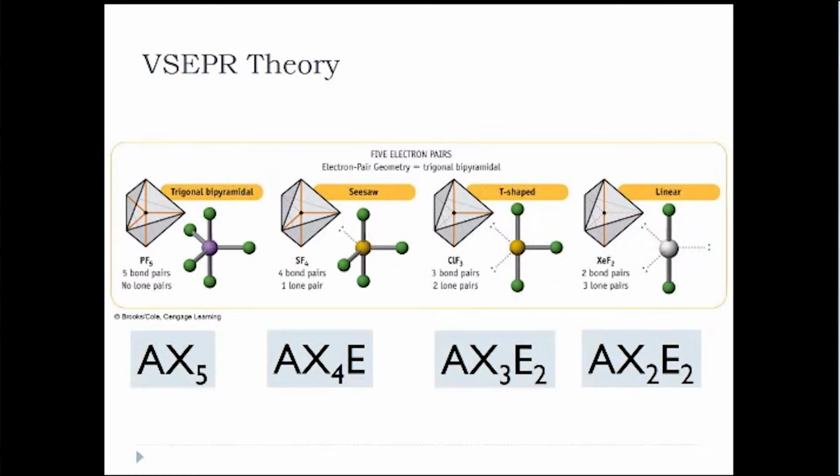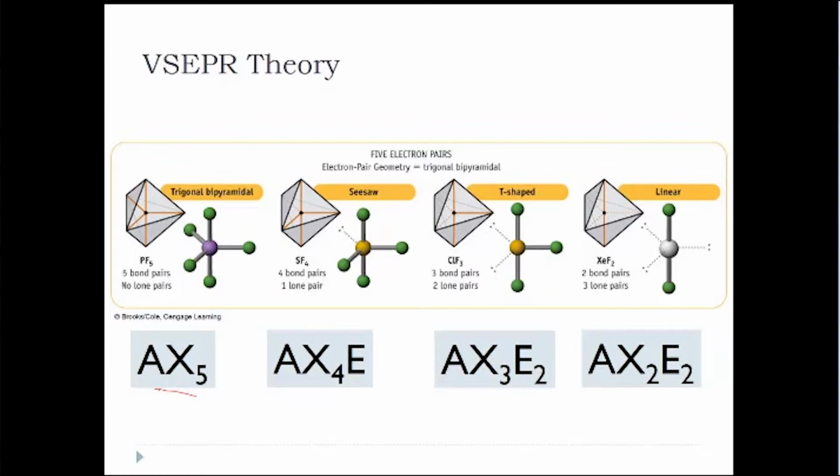Now let's consider what happens when we have 5 groups of electrons that surround the central atom. In the VSEPR designation AX5, all 5 of those groups of electrons are bonding electrons. So the electron geometry is trigonal bipyramidal and also the molecular geometry is trigonal bipyramidal.